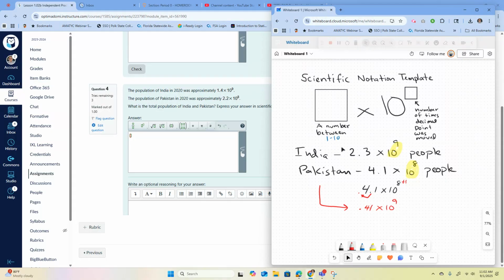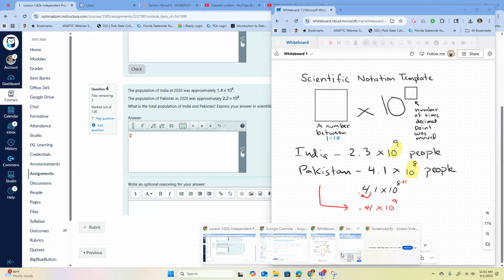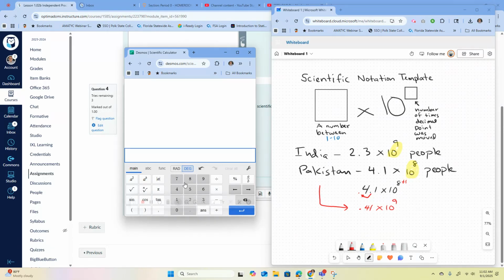And when they both have the same exponent as the power of 10, I'm going to call my calculator and add only the numbers that are not powers of 10. So from India, I'm going to take 2.3 and add the population of Pakistan, but the new number with the power of 10 to the 9, the one I wrote in red, I'm going to add 0.41.